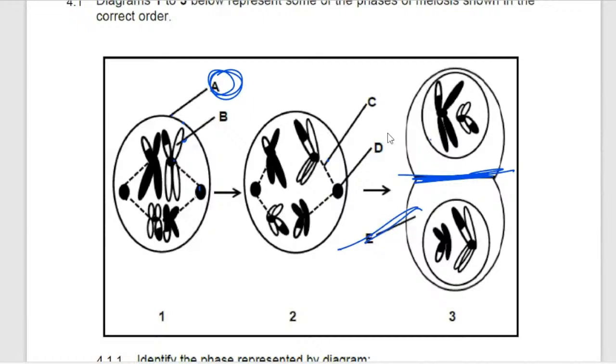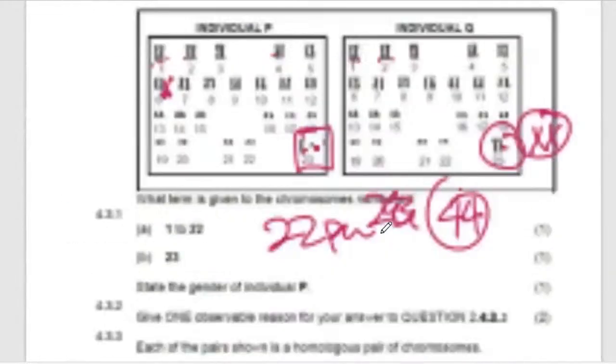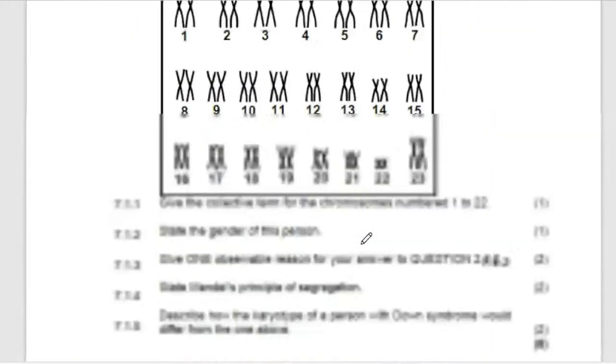The last question whereby students get lost is draw the diagram of a cell at the end of meiosis, or draw the diagram of a cell after crossing over. Let me just show you. Let me just show you using this. I think I have the diagram here.